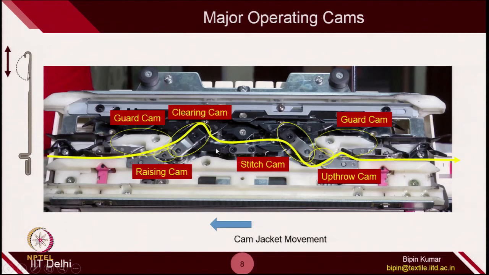And this is the path you can see. So the raising cam, then the clearing cam. You can see here both the raising and clearing cams are forcing this needle to rise up or get away from the bed so that it can clear the old loop. After that, it has to go down so that it can catch the new yarn, pull it, knock out, as well as release the old loop and make a new loop. Once the job is done, it has to go back to its original position. So again it is raising, and this up throw cam is helping to do that.